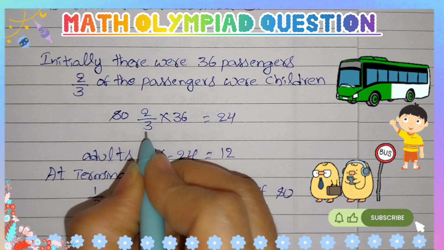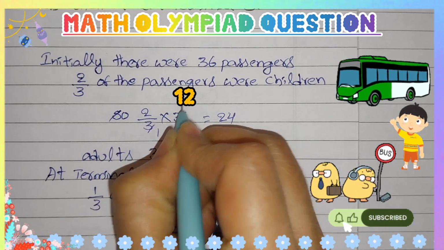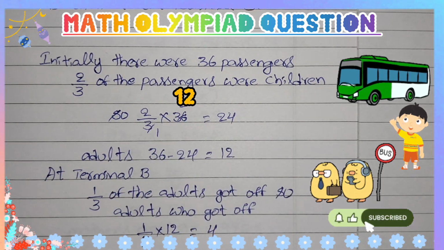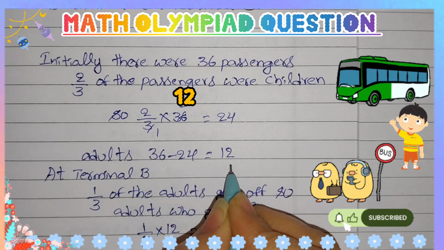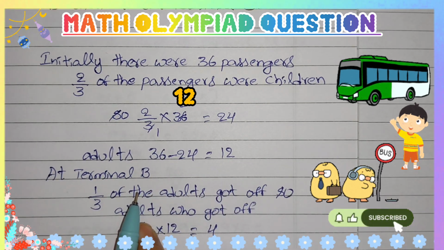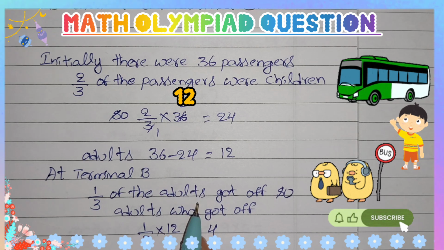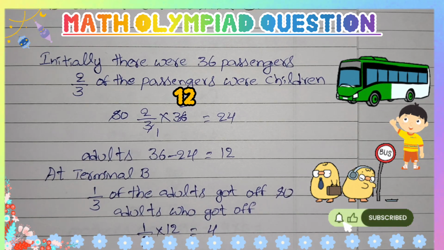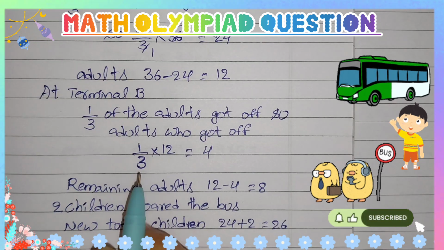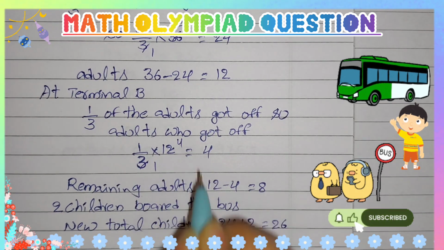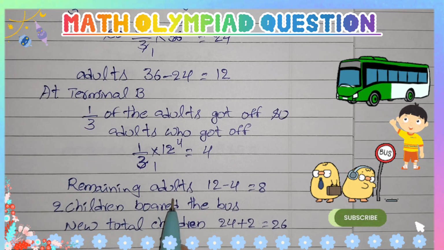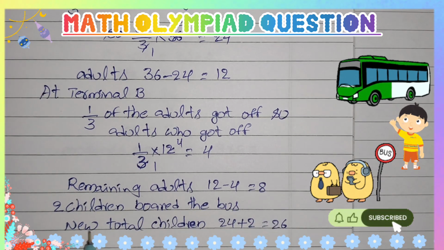3 1s are 3, 3 12s are 36, 12 2s are 24. Adults equals 36 minus 24 equals 12. At terminal B, 1 by 3 of the adults got off. So, adults who got off is 1 by 3 of 12. 3 1s are 3, 3 4s are 12. 4. Remaining adults, 12 minus 4 equals 8.